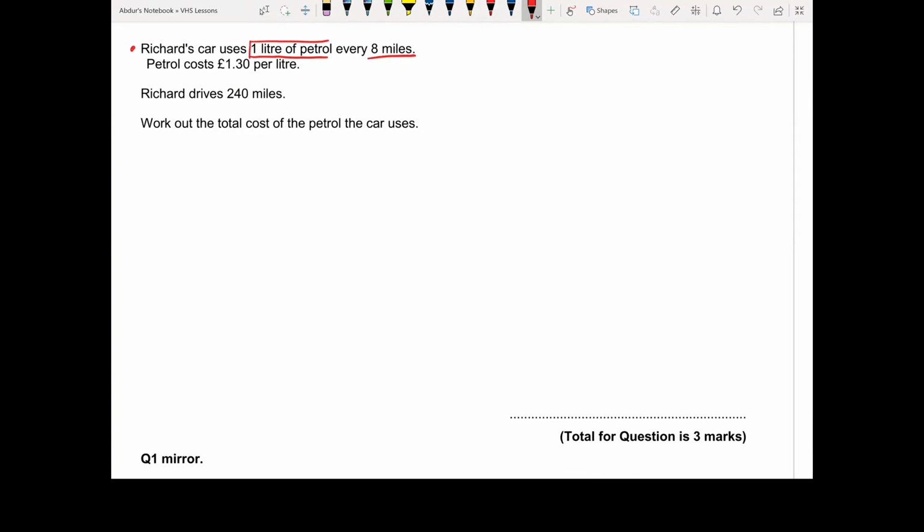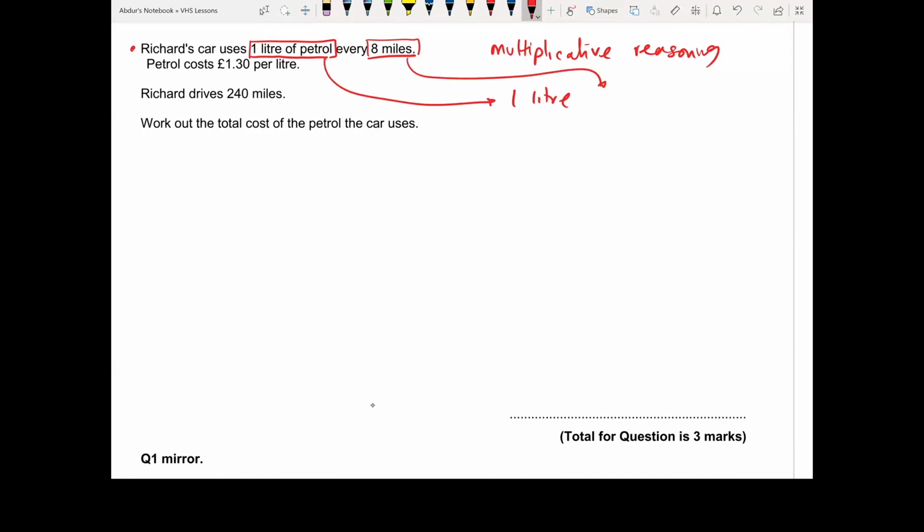Now, whenever you've got two measures mentioned in the same line, saying that this many litres of petrol is going to cover 8 miles, we can write it in a particular way. And this is the skill of multiplicative reasoning, which focuses on proportionality. Multiplicative reasoning is essentially where you lay out this problem by writing down 1 litre is equal to 8 miles. So this is our starting point.